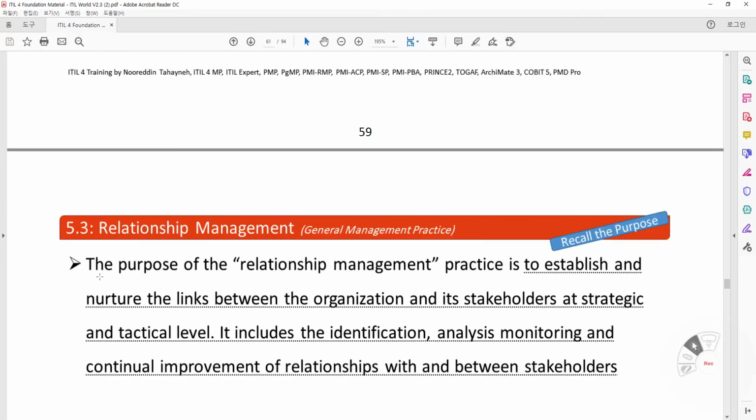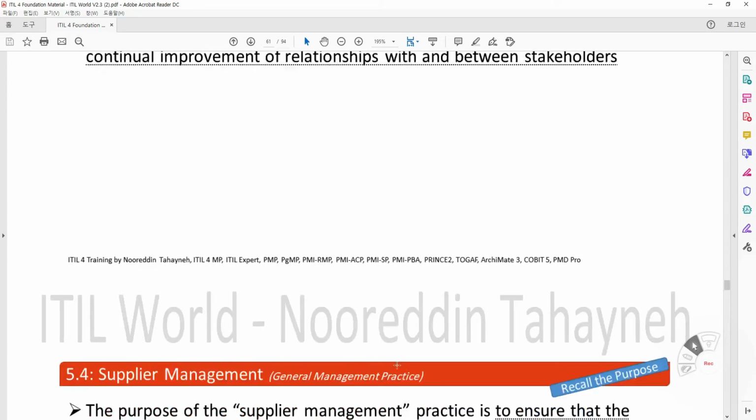Relationship management. The purpose of the relationship management practice is to establish and nurture the link between the organization and its stakeholders at a strategic and tactical level. It includes the identification, analysis, monitoring, and the continual improvement of relationships with and between stakeholders.